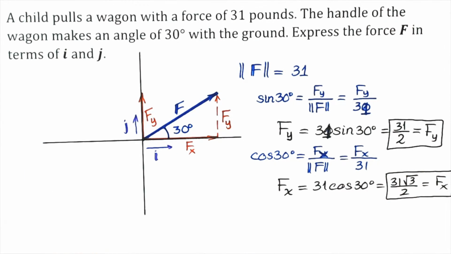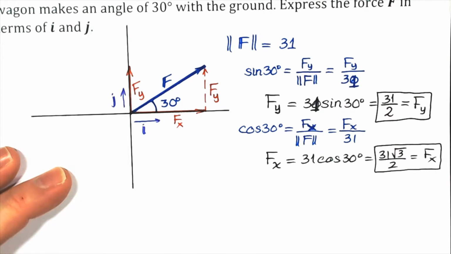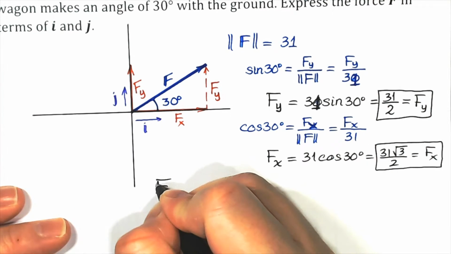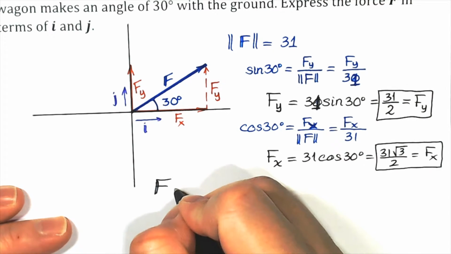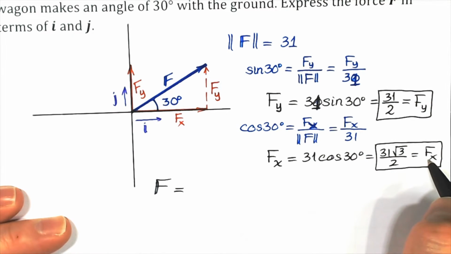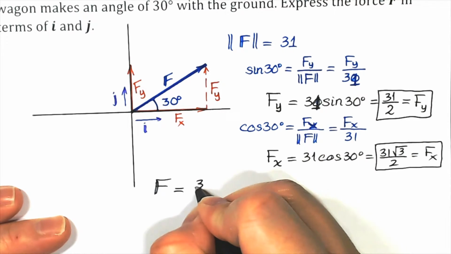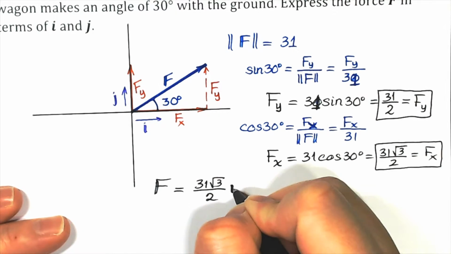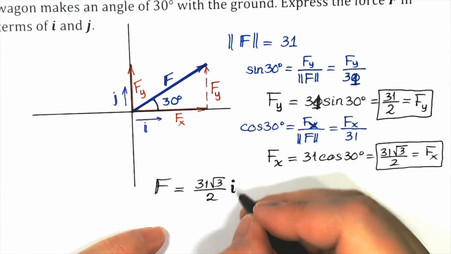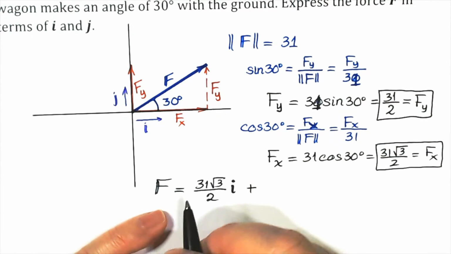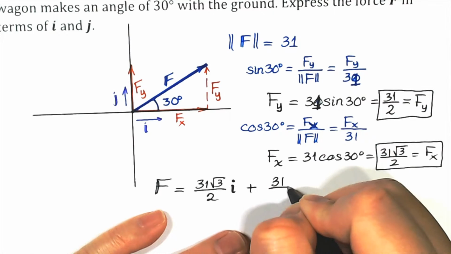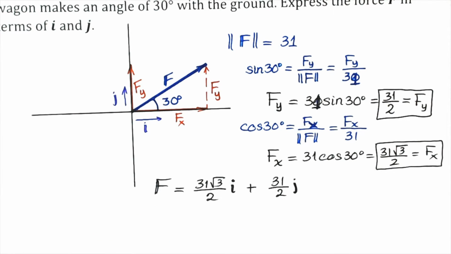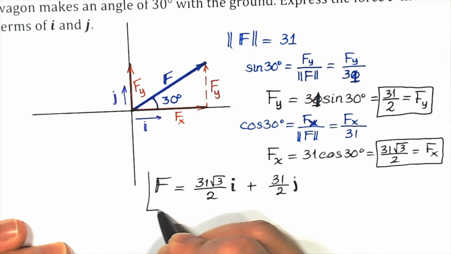So if we decompose vector f, the force, the vector f is equal to the x component, the horizontal component, times the unit vector i, plus 31 over 2 vector j. And that's what we have.